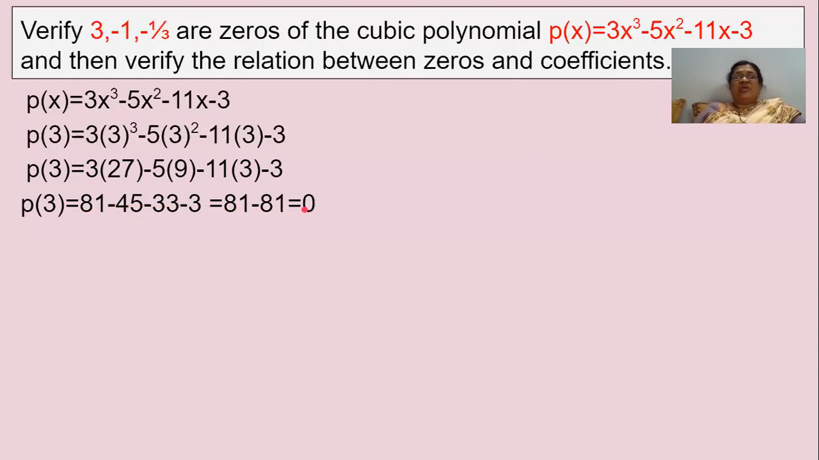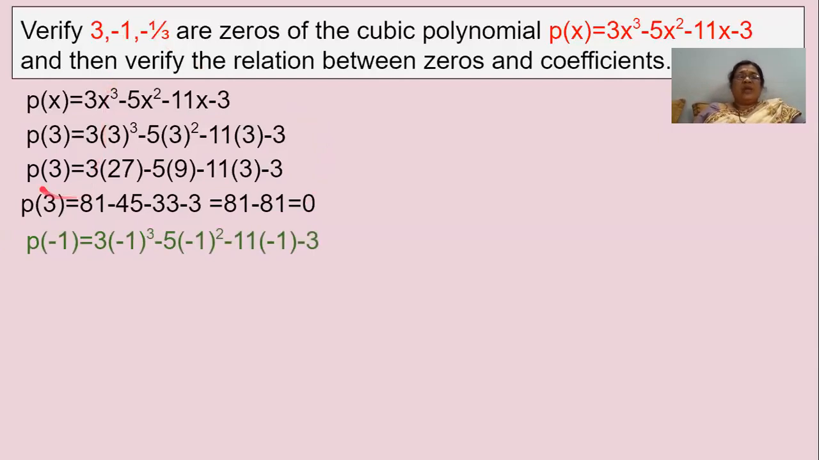So whenever you get P of 3 is equal to 0, you can confidently say that 3 is a 0 for this polynomial. So when you substitute 3 in place of x and you solve the polynomial, you got 0 as an answer. So whenever you get 0 as an answer, you can say that 3 is a 0 for this polynomial. Let us take one more number, that is minus 1 now.